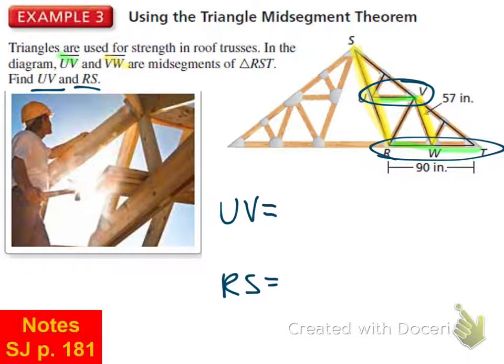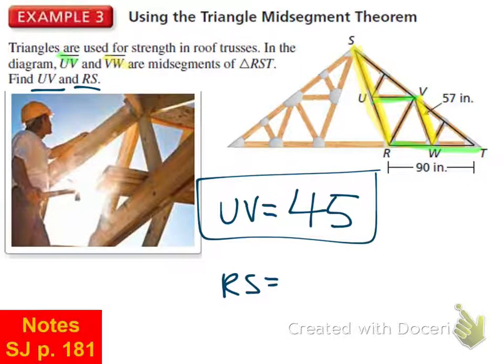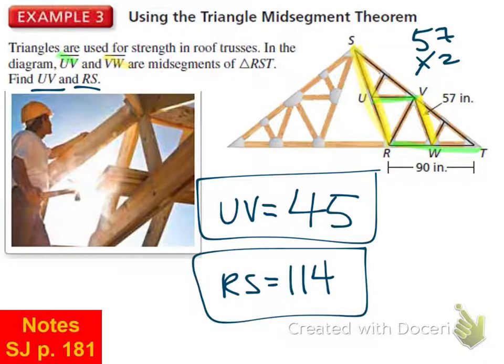So what am I going to do here to find UV? Divide by 2. What's 9 divided by 2? 4.5. Yes, because 4 and 4 make 8, and 0.5 and 0.5 make 1. All right, and then RS is parallel to VW. So what am I going to do to find the length of RS? Multiply 57 by 2, which is 114. It's okay, we had a very long break. It is fine. No judgment zone here.